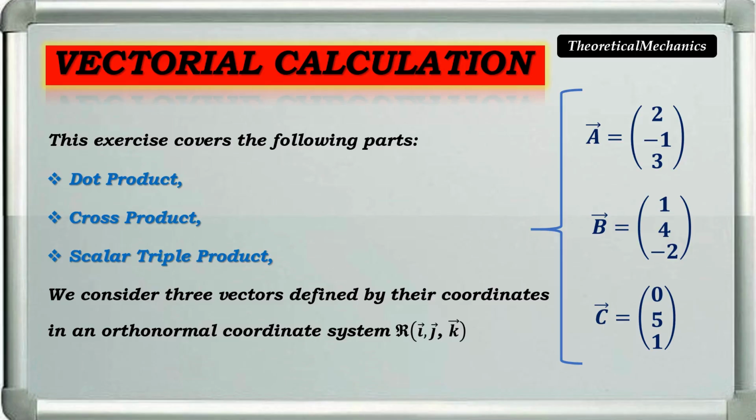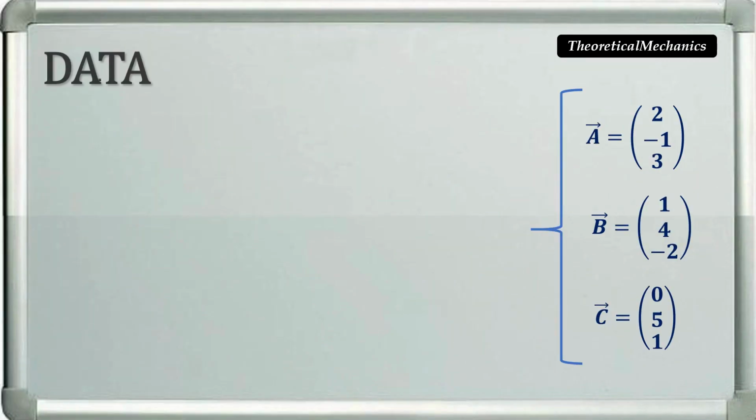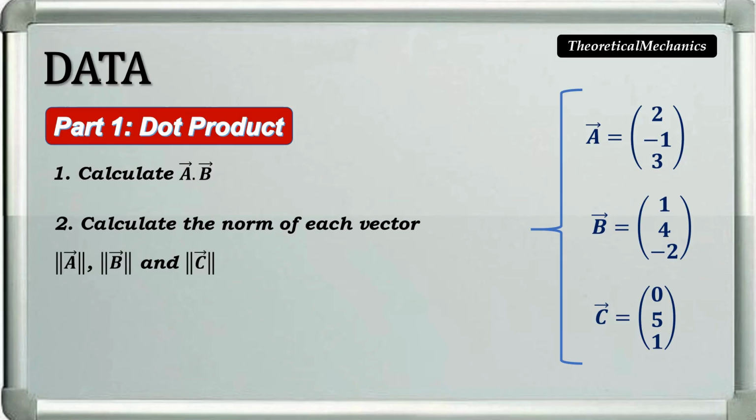We are given 3 vectors, A, B, and C, expressed in the orthonormal basis R, I, J, K. Each vector is defined by its coordinates in this basis. Let's get started. In part 1, which focuses on the dot product, we will answer 3 questions. First, compute the dot product of vectors A and B. Second, determine the magnitudes of vectors A, B, and C. And finally, find the angle between vectors A and B.